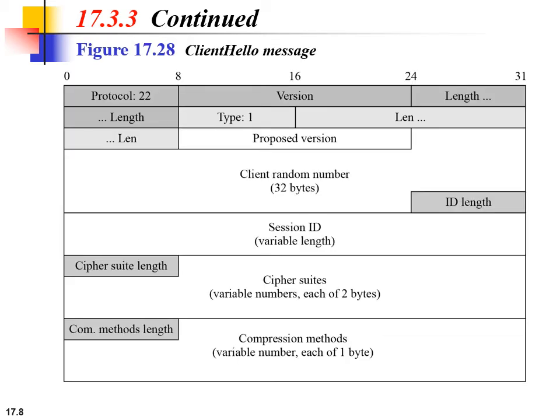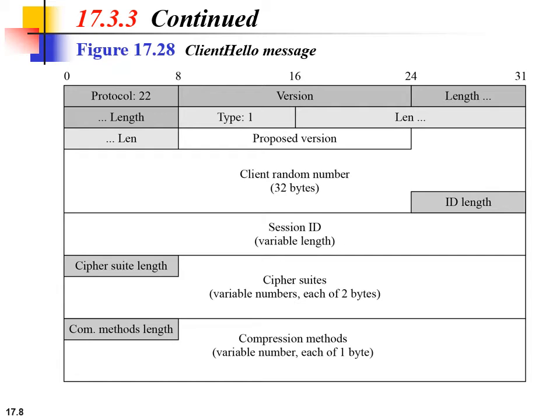Client hello message. The client hello message is the first message exchanged during the handshaking. The field type and length we have discussed earlier. So let's discuss the version. This 2-byte field shows the version of the SSL which is used. The version 3.0 is for the SSL and 3.1 for the TLS.